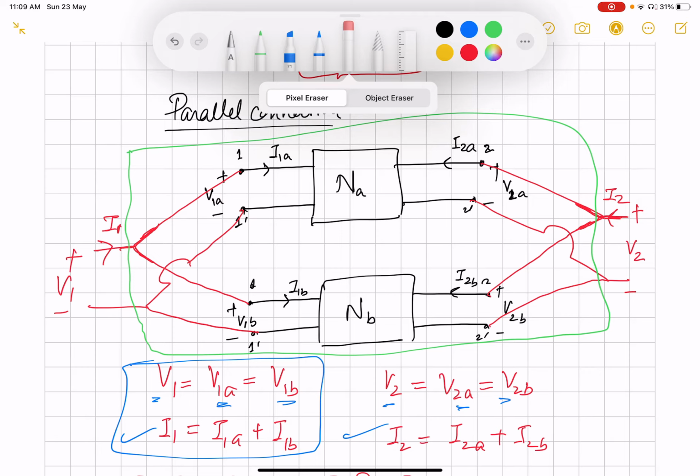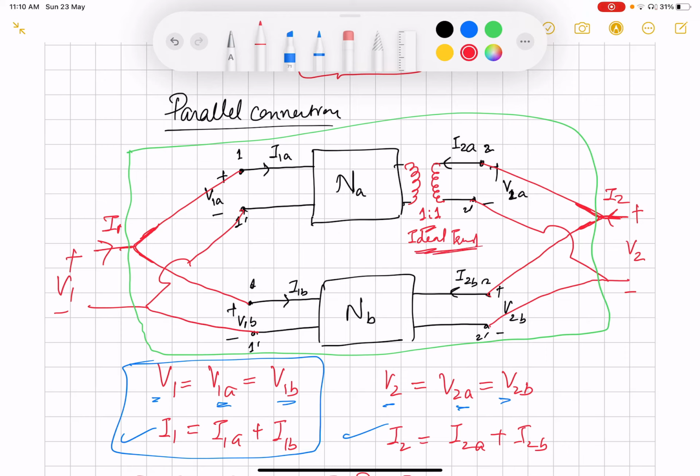So it is possible that because of this parallel connection, you may short circuit certain impedances inside one of the networks. So that is why you sometimes need to employ an isolation transformer like this on the output port, which is a 1:1 isolation transformer, in order to avoid that kind of short circuit. So a 1:1 ideal isolation transformer would need to be connected in order to avoid such short circuits taking place.